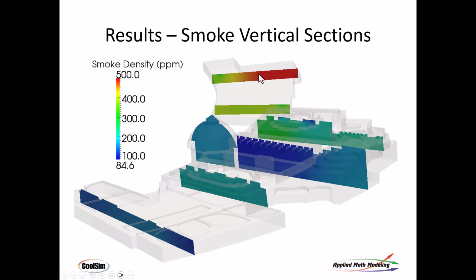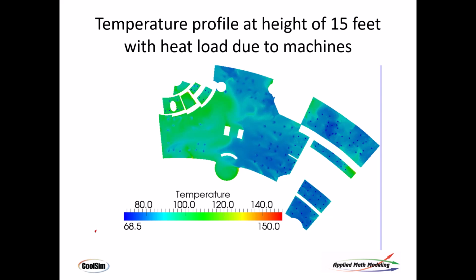Vertical sections, again, smoke density. As you go up, you see the smoke density high here. That combined with temperature will cause condensation, and that will create the tar falling out of the air and onto the people below it.